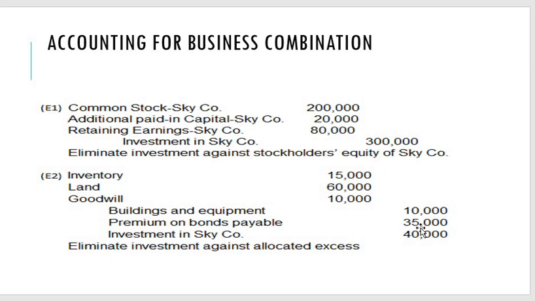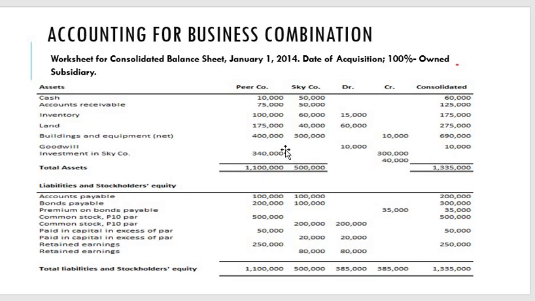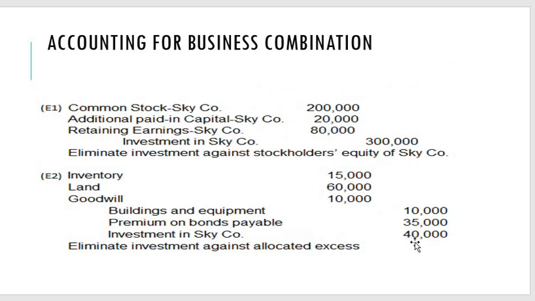And then to completely eliminate the investment account, since our investment account has a balance of 340,000, to eliminate that one, we still have an excess of 40,000. So this is actually the excess of the cost over the book value. Because our cost is 340, then our book value is 300, so there is still an excess of 40,000, no? Then for the excess of 40,000, we determine if there is undervaluation or overvaluation of the assets and liabilities to actually determine the goodwill.